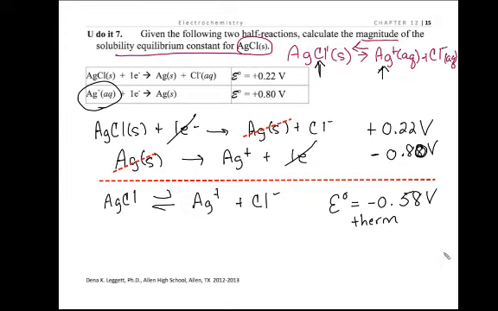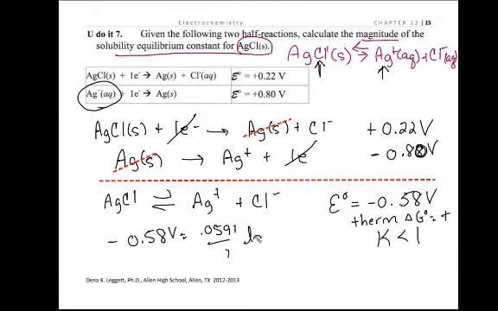So if we're not going to make much product, I expect my K to be less than 1. Are you starting to see the link? So if E naught's negative, that means delta G naught is positive. That means I have thermodynamic barriers to making product, so K should be less than 1. So if we go ahead and plug into our new formula, we get minus 0.58 volts is 0.0591 over 1, and log of Ksp.